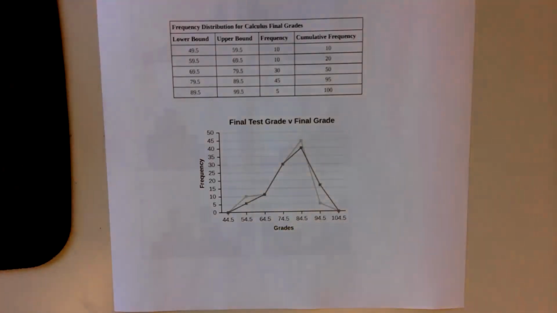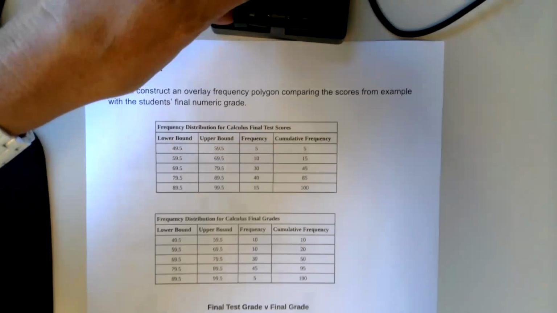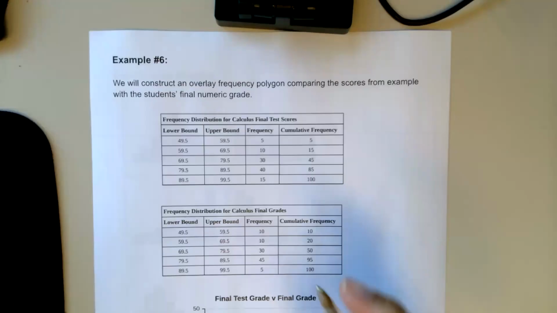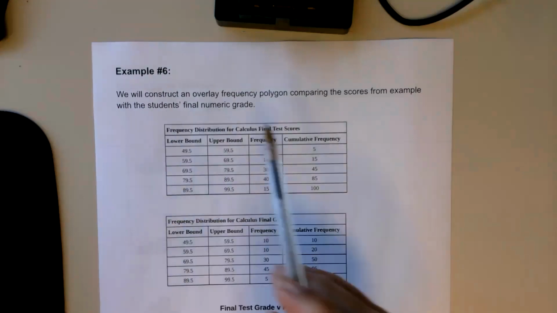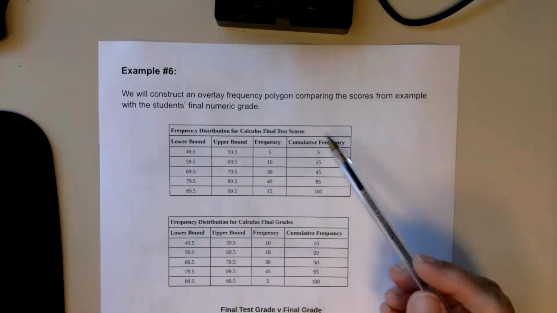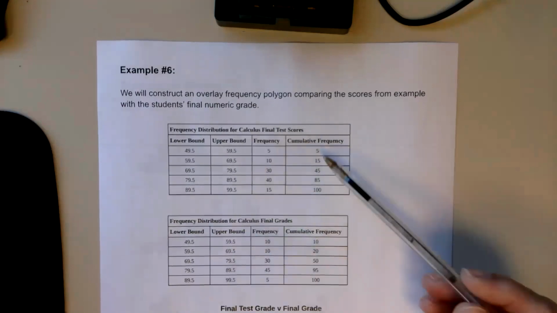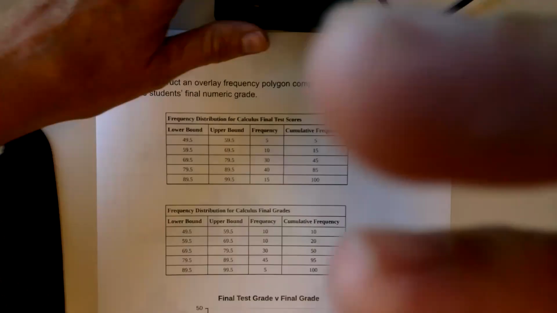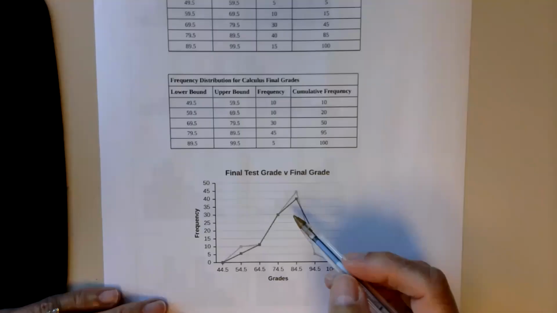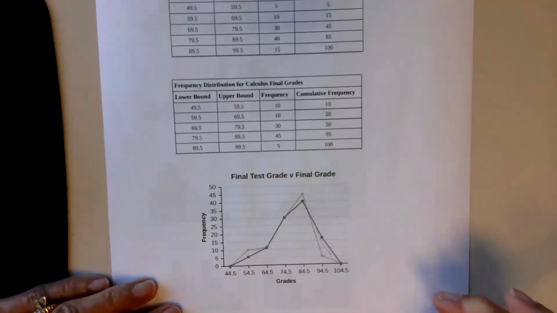You can see in this example number 6, it says we will construct an overlay frequency polygon comparing the scores from the example with the student's final numeric grade. So we've got the calculus score and then their calculus final grade. So their final test and then their final grade. And then we overlap that for a frequency polygon. And you can see that they followed about the same distribution.